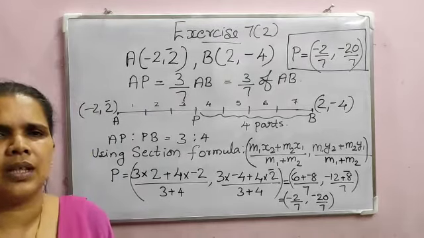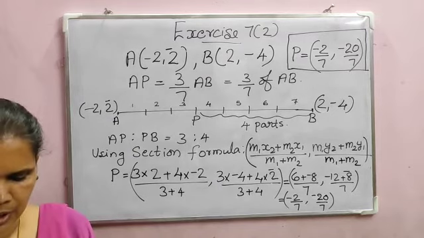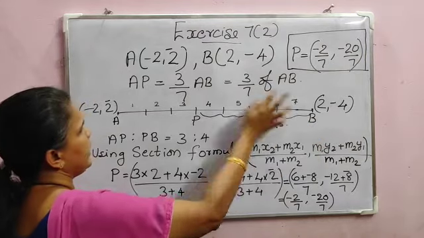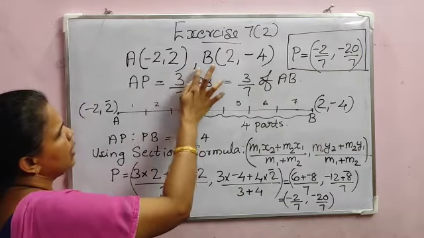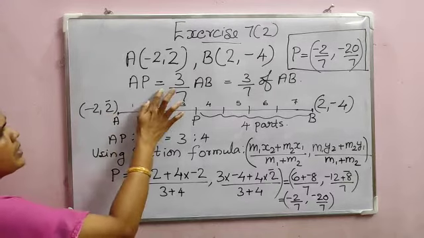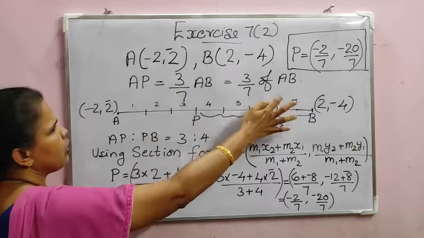Students, now we discuss another problem. Exercise 7.2, 8th one. If A and B are (negative 2, negative 2) and (2, negative 4) respectively, find the coordinates of P such that AP is equal to 3 by 7 AB and P lies on the line segment AB. A is (negative 2, negative 2) and B is (2, negative 4), and also given that AP is equal to 3 by 7 AB. AP is equal to 3 by 7 AB means 3 by 7 of AB.